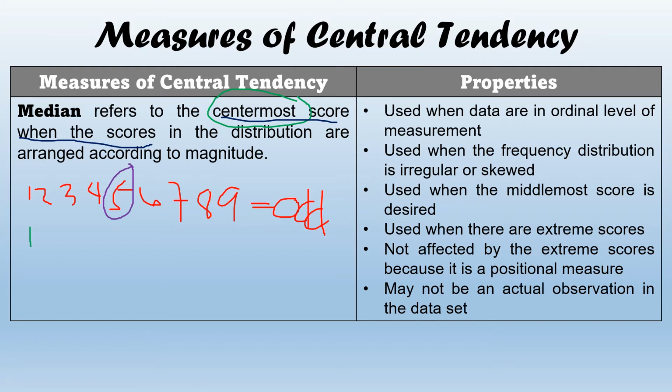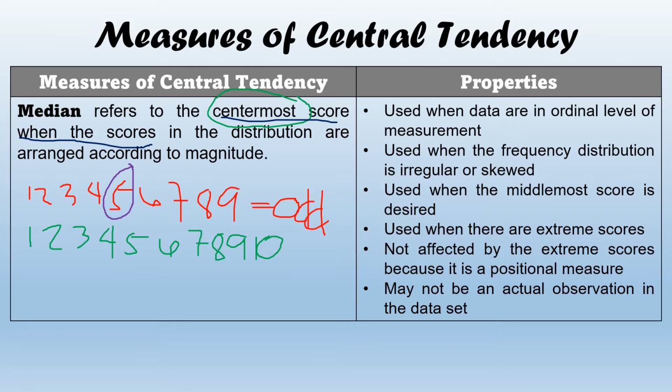1, 2, ang hirap magsulat. 4, 5, 6, 7, 8, 9, 10. Okay? And this is actually even, correct?